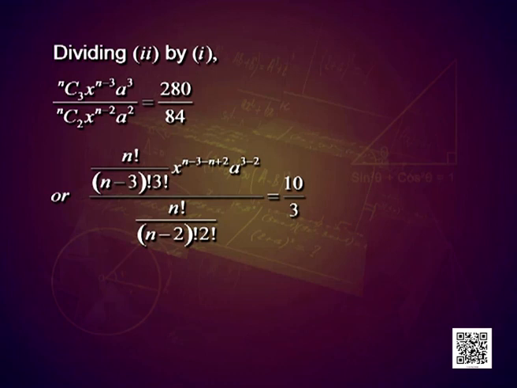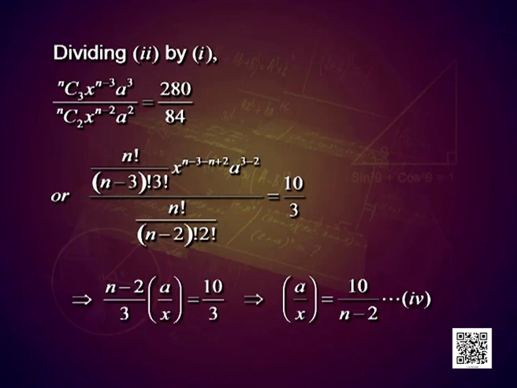Again, using the idea that between n minus 3 factorial and n minus 2 factorial, n minus 2 factorial is larger, I expand n minus 2 factorial and it would simplify the entire left hand side to be the same as n minus 2 by 3 times a by x is equal to 10 by 3. From here, I write the value of a by x. a by x is the same as 10 by n minus 2.